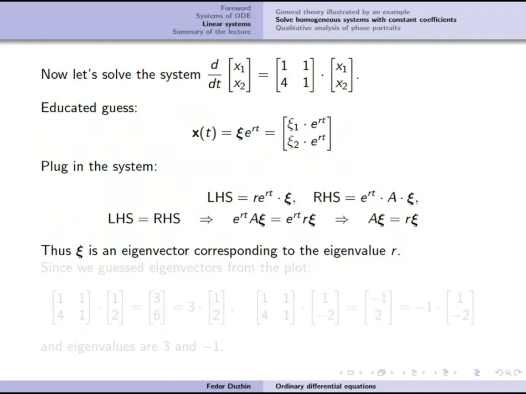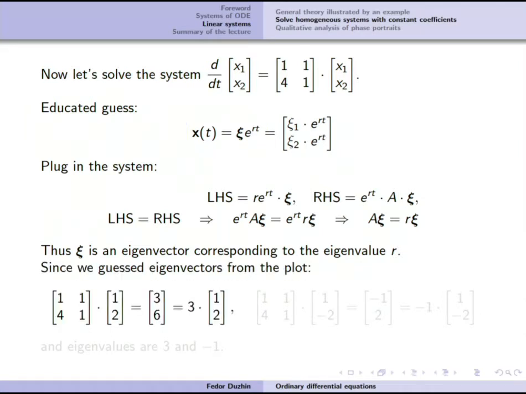Right? So what this computation tells us is that whenever, and of course it works backwards too, whenever xi is an eigenvector corresponding to the eigenvalue r, then x of t in this form, which is xi times e to the rt, is going to be a solution of the corresponding system of differential equations. So in our case, we have guessed eigenvectors from the plot. Right? So now I can tell you that those blue line and the red line were actually eigenvectors.